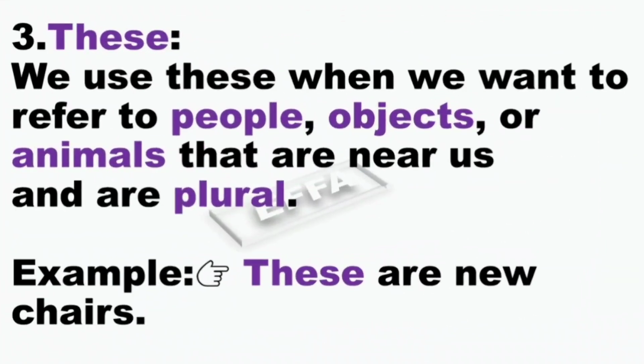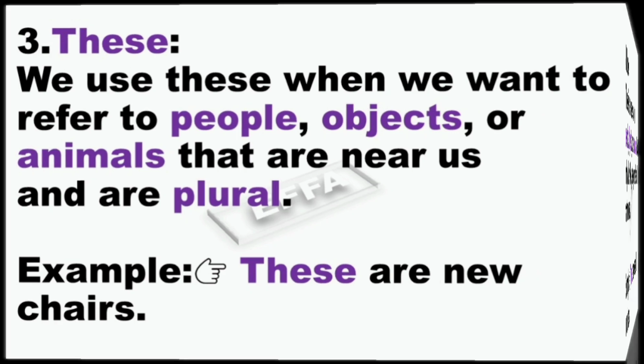Number three, these. We use these when we want to refer to people, objects, or animals that are near us and are plural. For example, these are new chairs. Look, my friends, in this sentence we use these because we are referring to multiple items, a plural noun that are close to us.